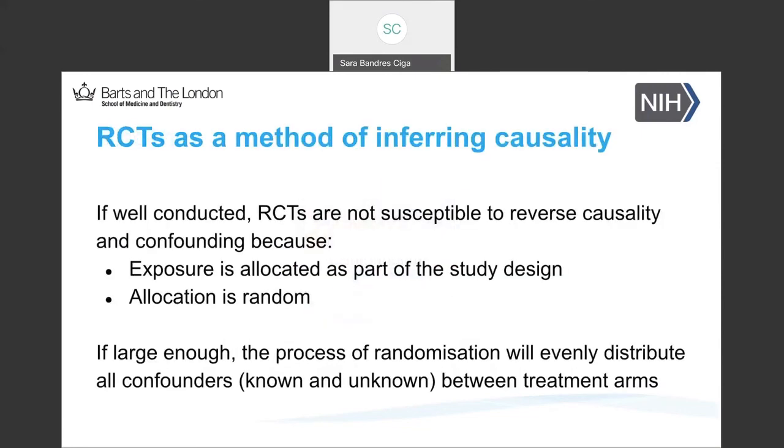So randomized controlled trials are the best means epidemiologically for conveying causality, because if they're well conducted, they're not susceptible to reverse causality or confounding, because you give people the exposure as part of the design. You're allocating them the exposure and then following them up for the outcome. And that process of randomization, even if it's done on a large enough scale, evenly distributes the confounding factors between the two arms of the trial. So all you're testing in the perfect randomized controlled trial is the exposure of interest.